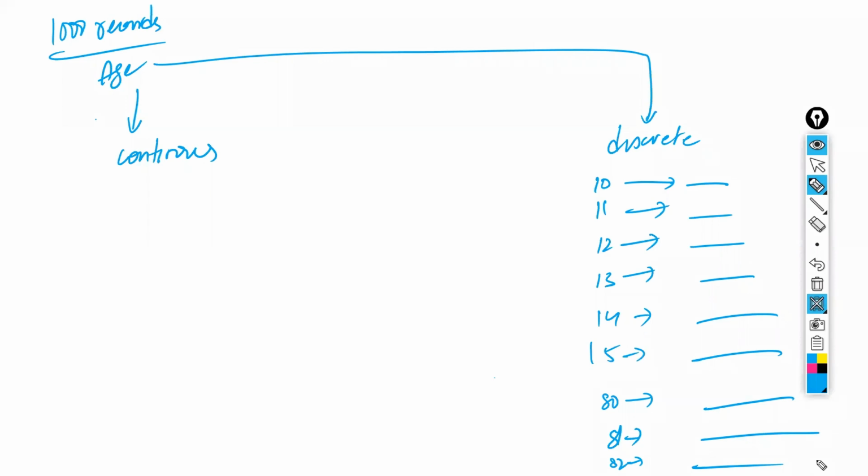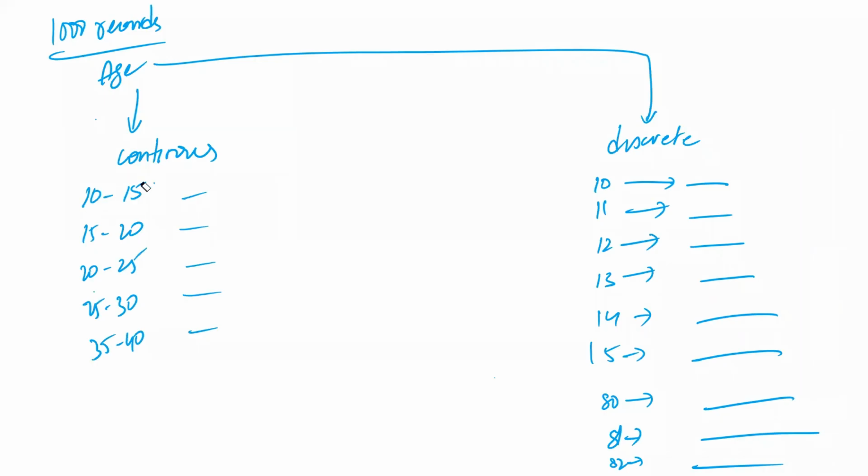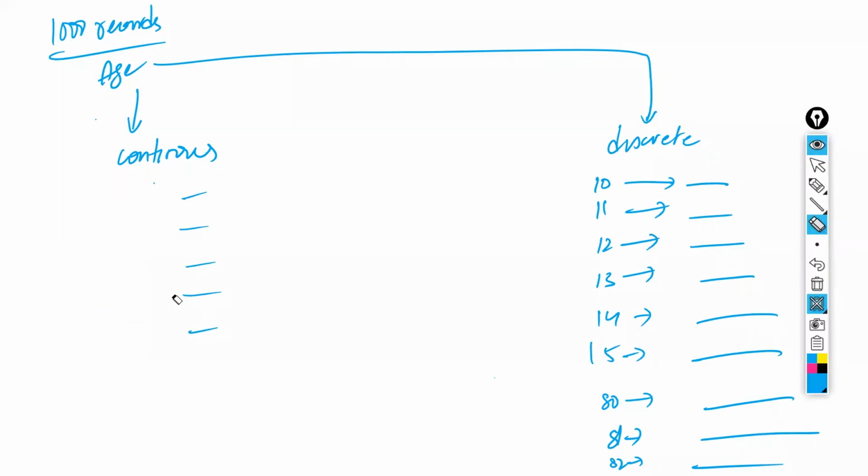Now let us assume the same thing in ranges: 10 to 15, 15 to 20, 20 to 25, 25 to 30, 35 to 40. Or 10 to 20, 20 to 30, 30 to 40. How many people are there between 30 to 40, 40 to 50, 50 to 60? Here you can analyze which age group is most generally affected.